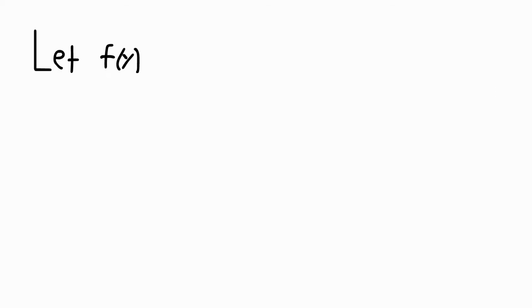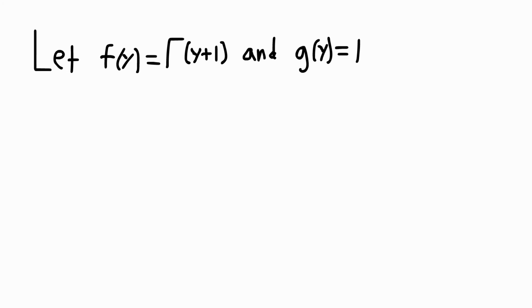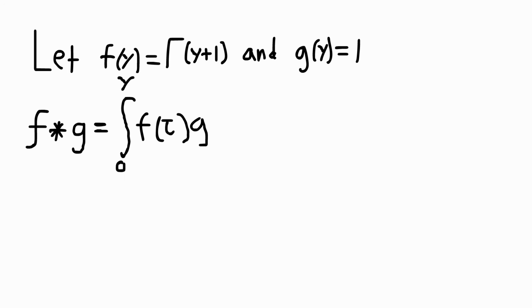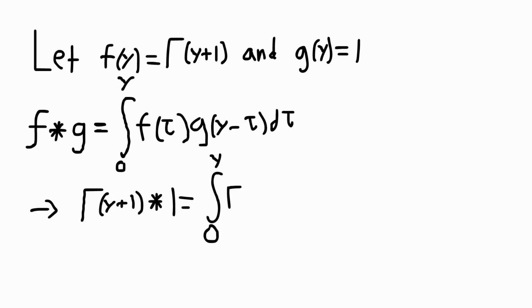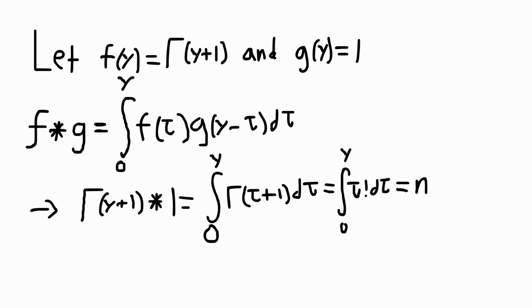Let f of y equal gamma of y plus 1 and g of y equal 1. Using the convolution formula and plugging in f of y and g of y, we can see that gamma of y plus 1 convolute 1 is equal to this, which, if we recall, is just the Nech function.